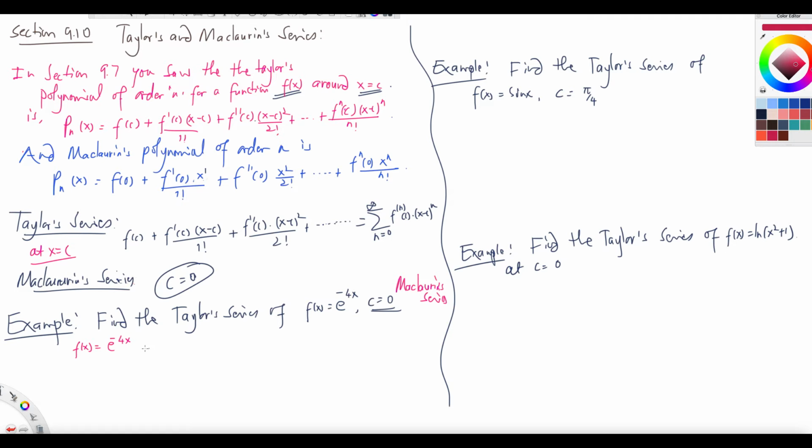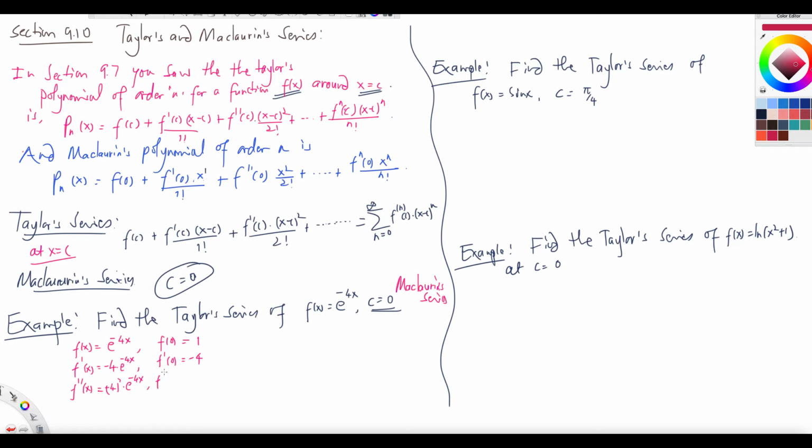So you need f at c, so f at 0, because c is 0 there. What is that? That will be 1. So what is f prime of x? You get negative 4 times e to the negative 4x. So f prime at 0 will be negative 4. What will be f double prime of x then? That will be the derivative of that: negative 4 squared times e to the negative 4x.